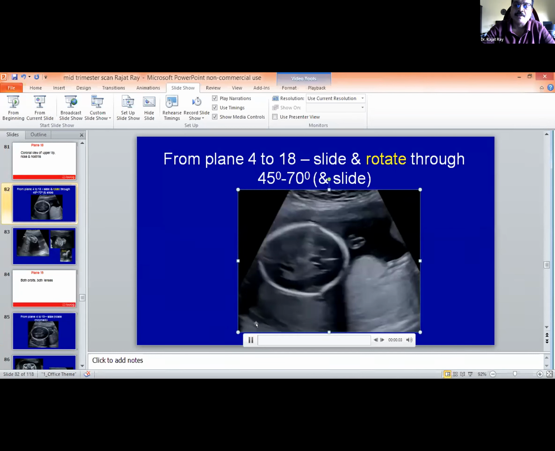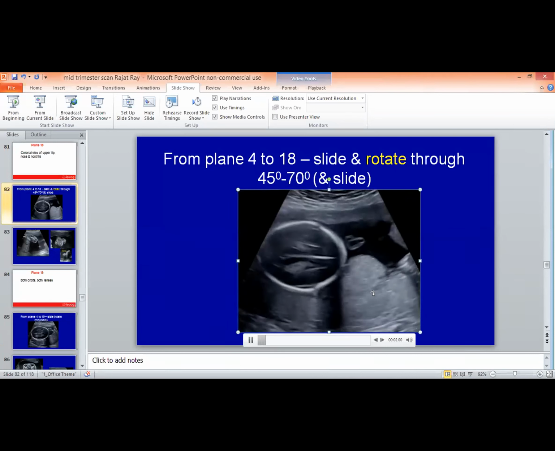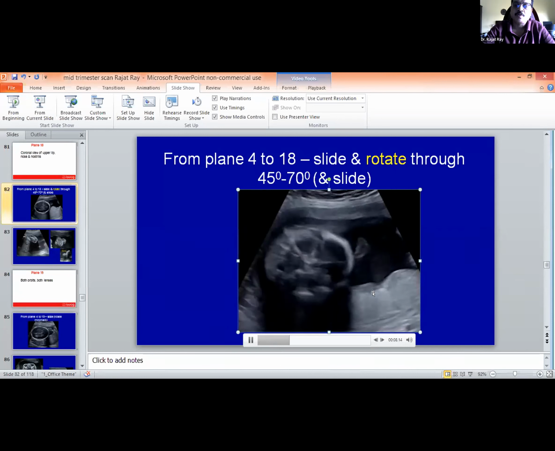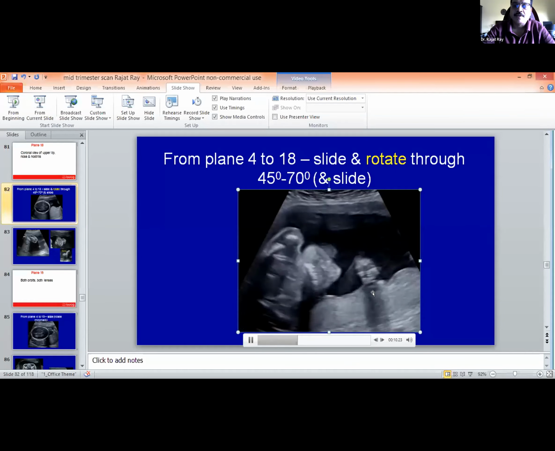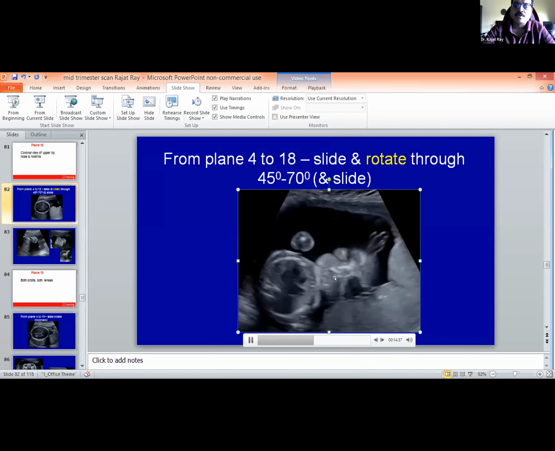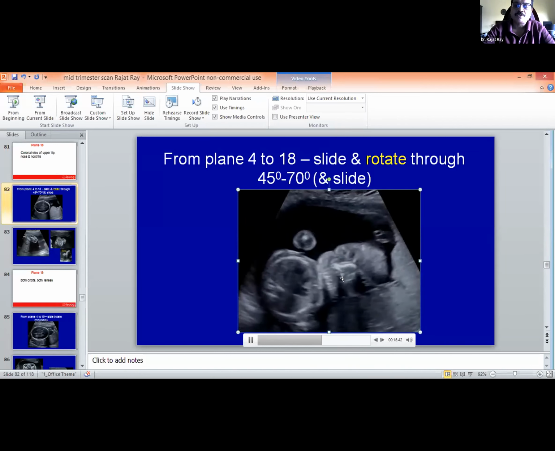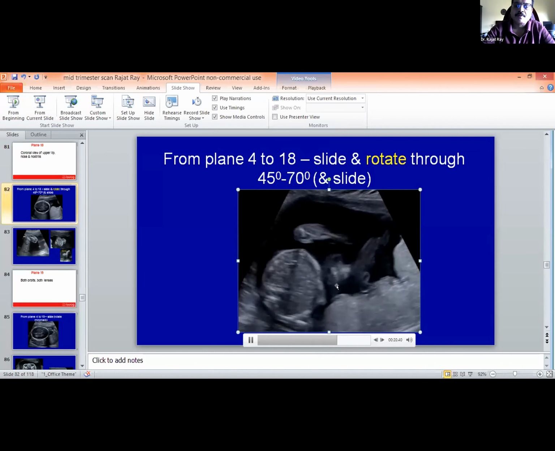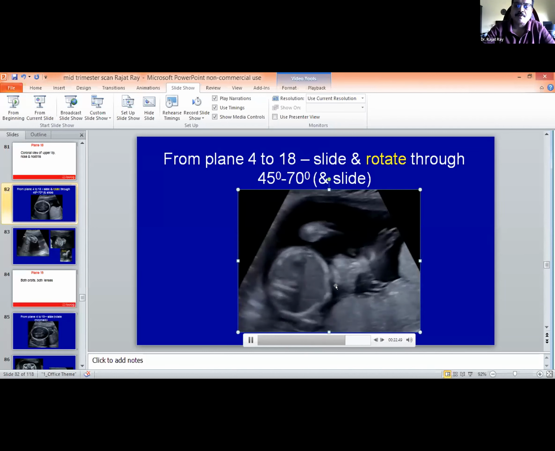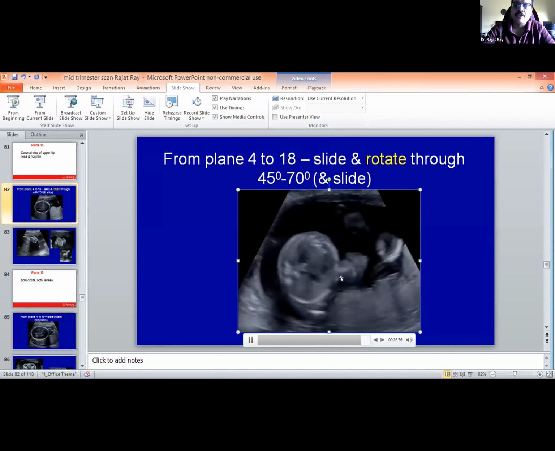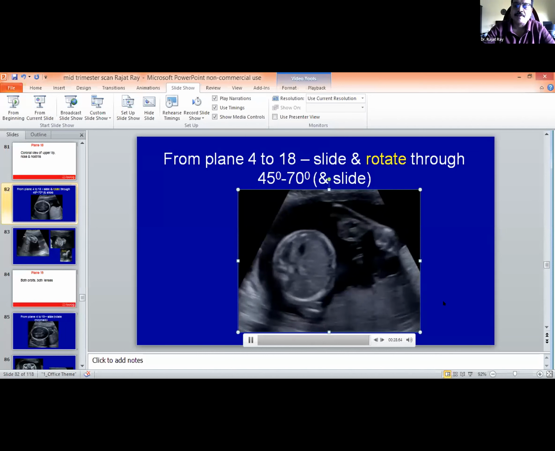You will get the nose, lips. So slowly slide and rotate. We are getting the nose. And lips, both the lips, chin, we are getting them.